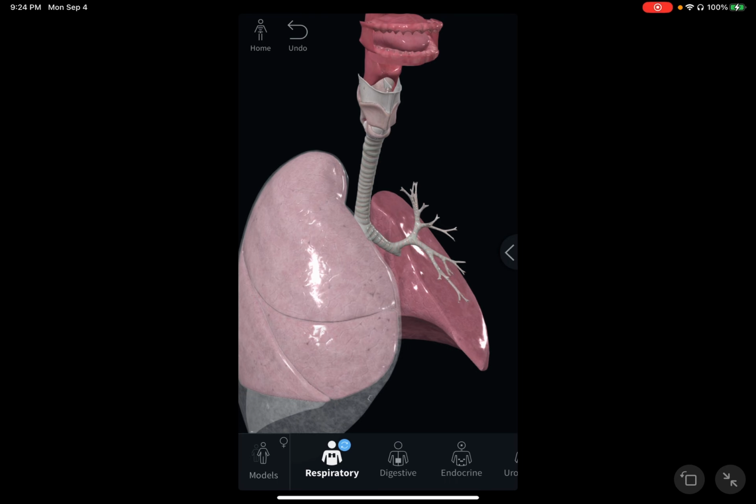Okay. So what are some common conditions and disorders that affect your lungs? I know students were sending me emails about this, asking about some disorders.